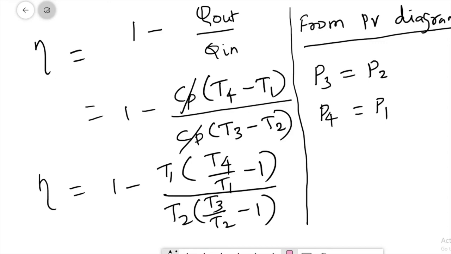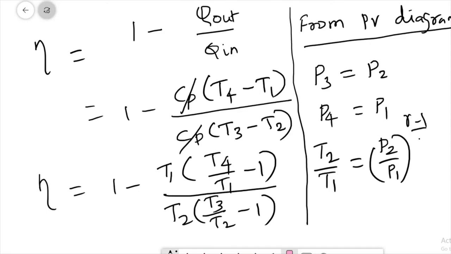So this is what we need to note down. And then for the isentropic compression, which happens between states 1 and 2, we can write T2 by T1 equal to (P2 by P1) whole power (gamma minus 1) by gamma. This relationship is given by the adiabatic process, because isentropic is nothing but a process that is adiabatic and also reversible. So this is the relationship between pressure and temperature given by the adiabatic process for isentropic compression. Similarly, we can write it for isentropic expansion.